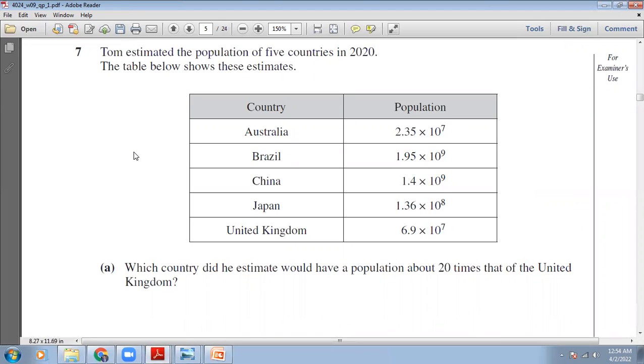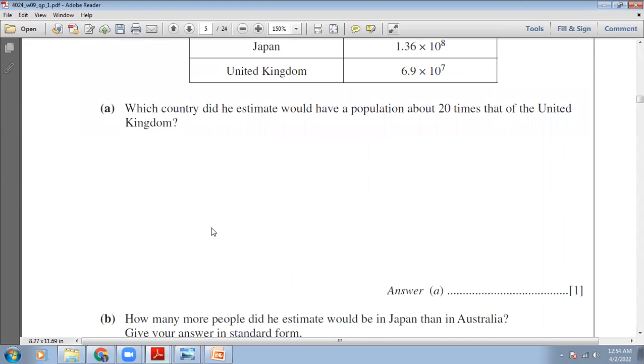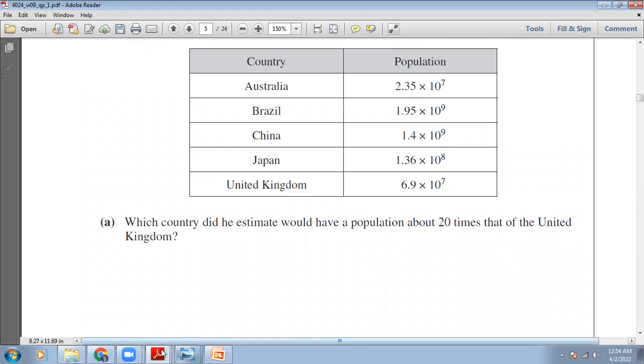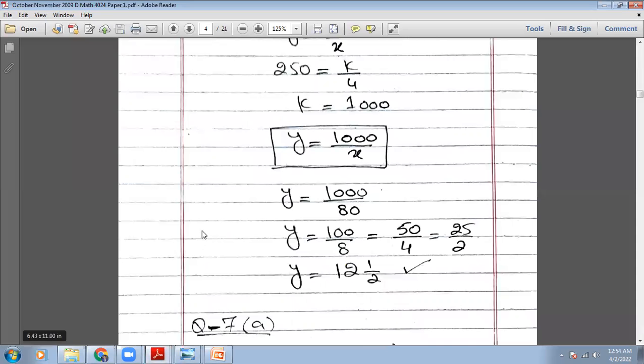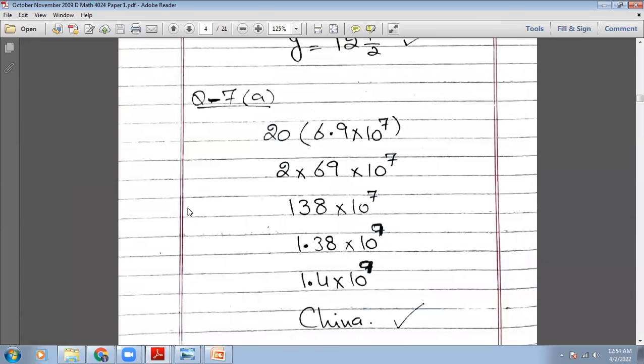Tom estimated the population of 5 countries in 2020. The table below shows these estimates. Which country did he estimate would have a population about 20 times that of the United Kingdom? So the United Kingdom's population is given, that's 6.9 x 10 to the power 7. You multiply it with 20 and then we will see which country has this much population.